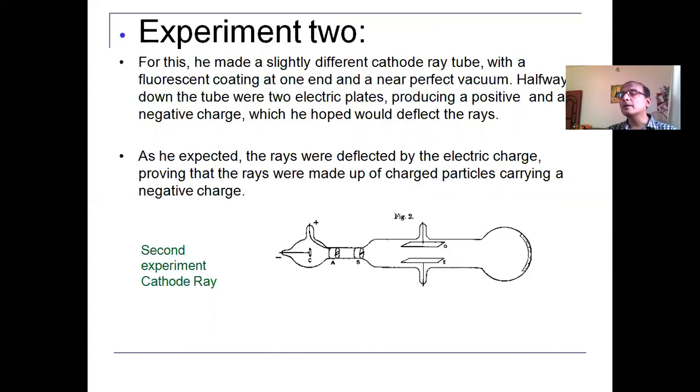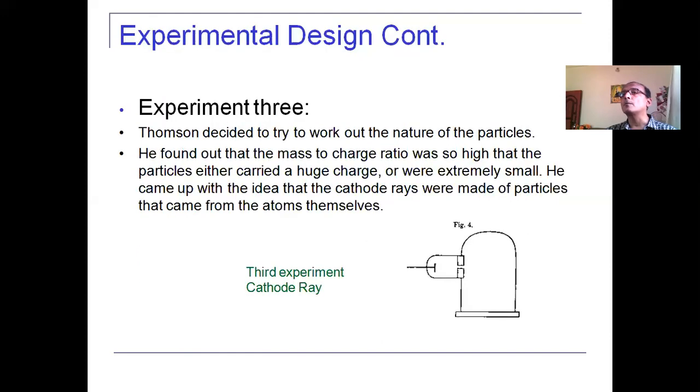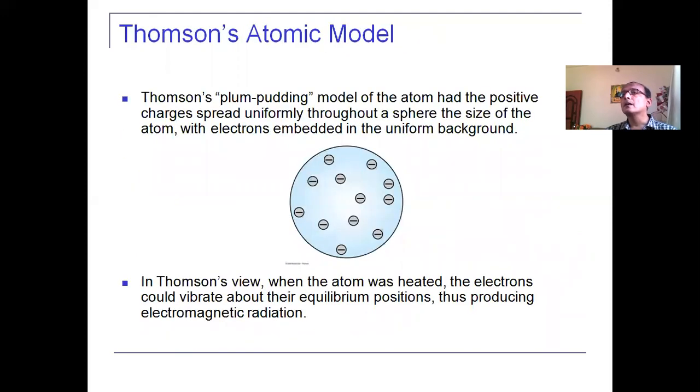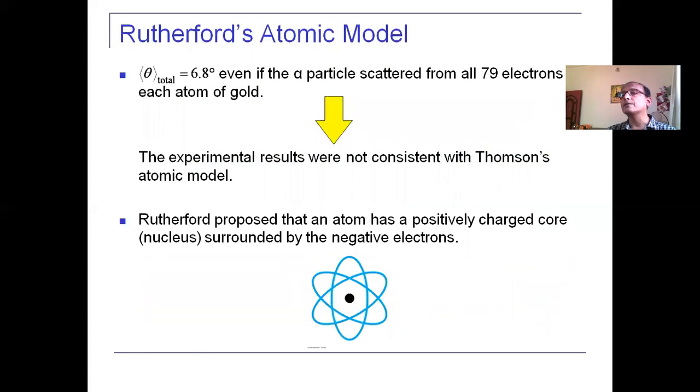The second experimental cathode ray tube was designed by the scientist J.J. Thomson. Now this is the third experiment of J.J. Thomson. Thomson's plum pudding model of the atom has the positive charge spread uniformly through a sphere the size of the atom, with electrons embedded in the uniform background. In Thomson's view, when atoms are heated, the electrons could vibrate about their equilibrium position and thus produce electromagnetic radiation.